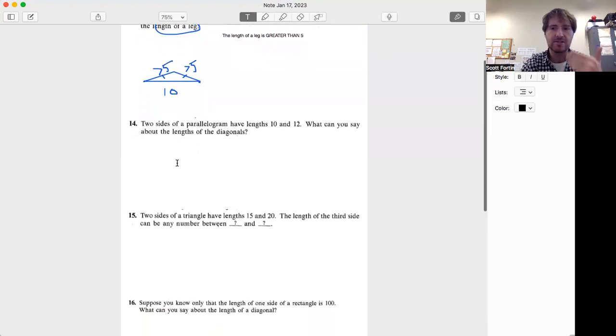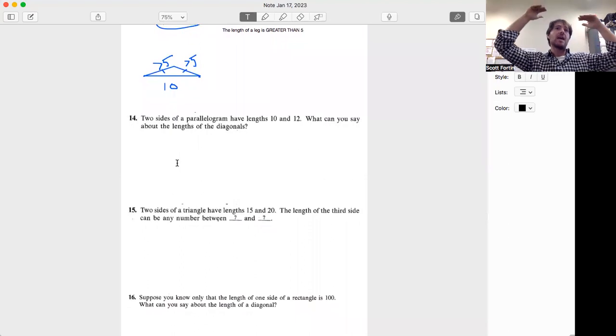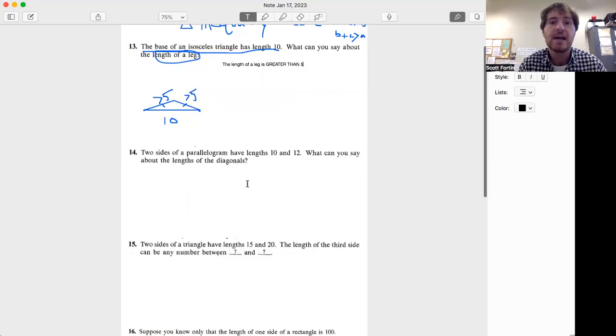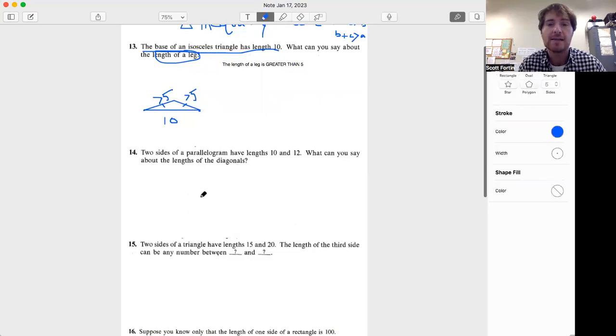Hopefully that makes sense. I tried to demonstrate that today in class: when we have a side length of 2 and a side length of 4, we can't create a triangle with a side length of 6, right? 2 plus 4 equals 6. 2 plus 4 is not greater than 6. Two numbers bigger than 5 added together would be bigger than 10. Number 14, we've got two sides of a parallelogram with lengths of 10 and 12.